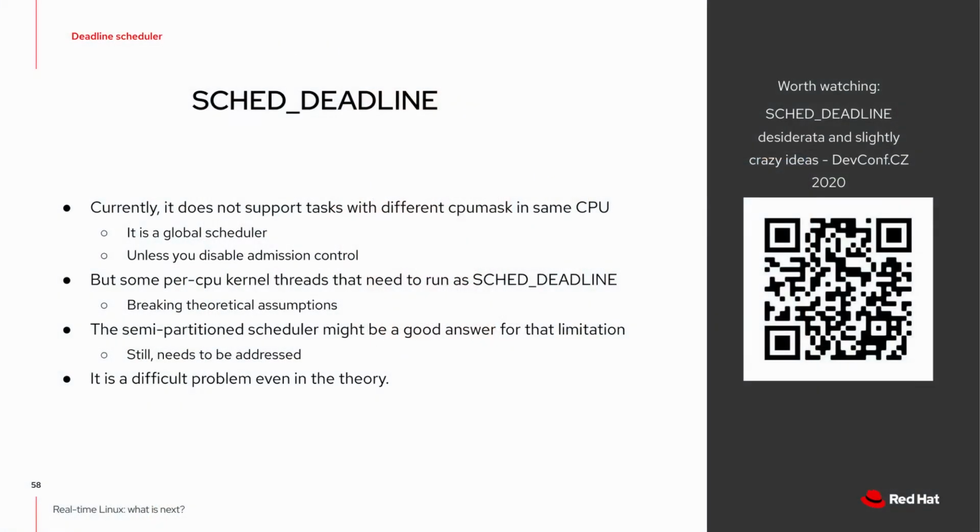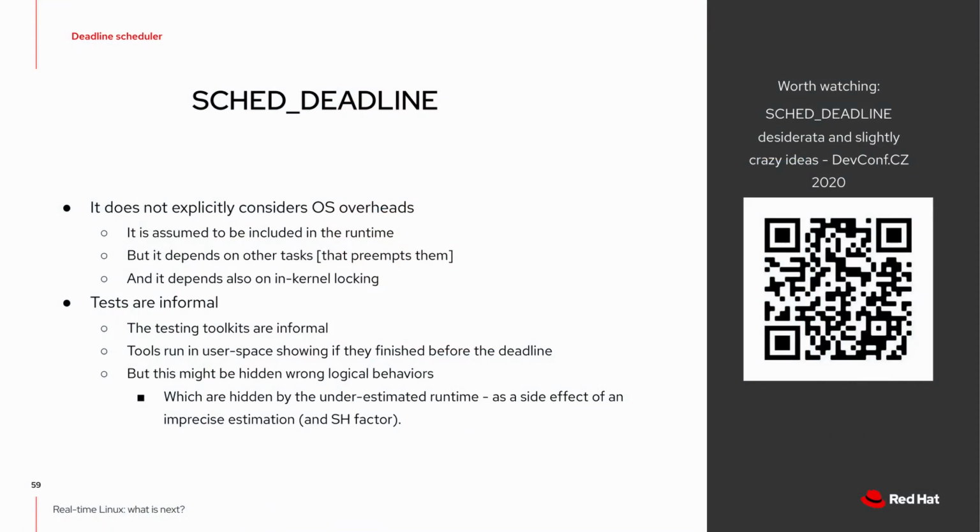The partitioned scheduler, which is an idea that I explained in the presentation on this slide, might be a way to go that would reduce these kinds of problems. But still, as I said before, arbitrary affinity is still an open and difficult problem in the theory as well. And another thing that we need to try to address on SCHED_DEADLINE is that it doesn't explicitly consider the overhead of the operating system, like the scheduling overhead or the scheduling latency that we talked about before. And also the kind of tests that we do in SCHED_DEADLINE are mostly based on tasks run in user space and try to say if they achieved or not achieved the result before the deadline.